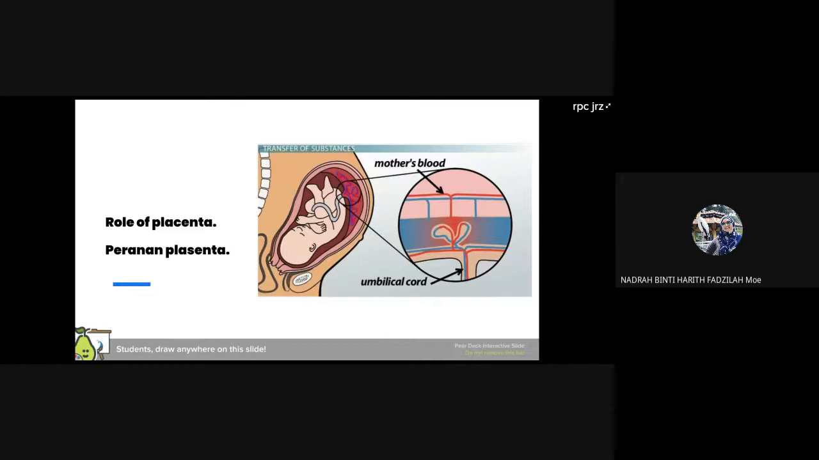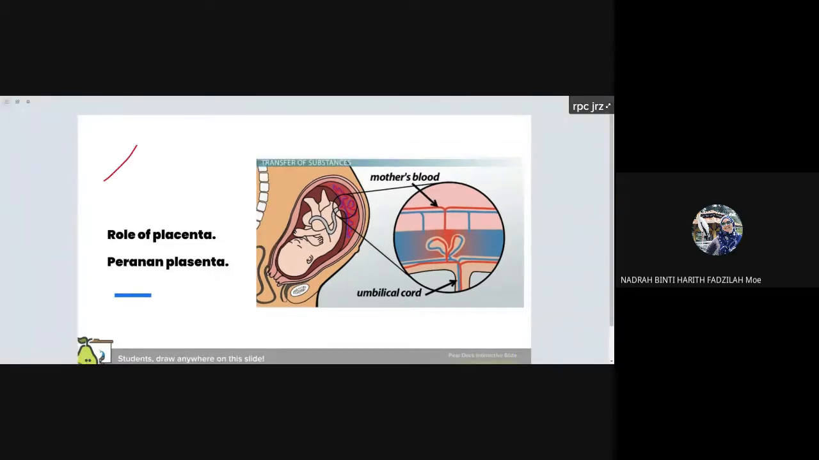The blood vessel of the fetus and the mother is not connected to each other. But what happens here is that the contents of the mother's blood and the fetal blood will diffuse into the spaces between the two in the placenta. Bahan-bahan yang ada dalam salur darah ibu dan anak akan diffuse masuk ke dalam ruang antara placenta tu.